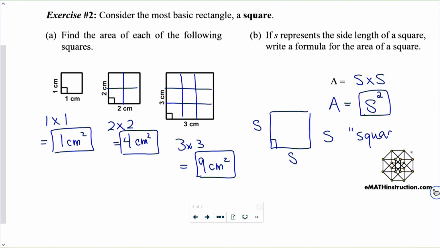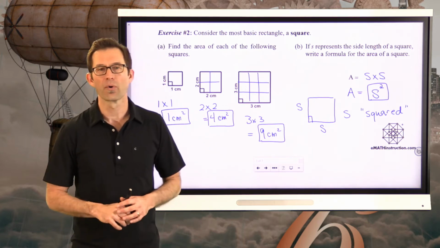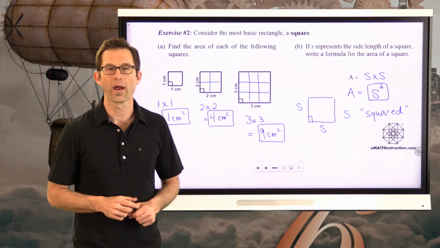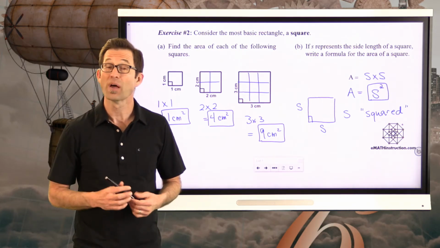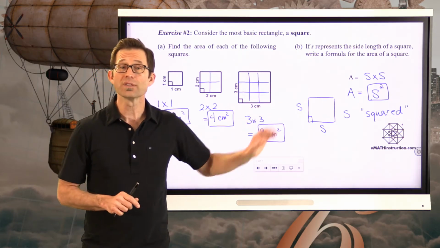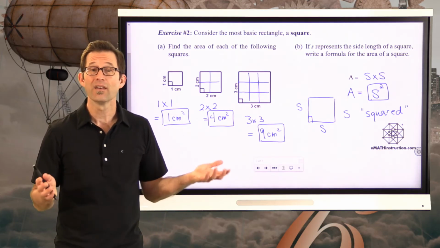squared. The second exponent is called the squared exponent because it's literally as if we are taking a number and finding the area of a square that has that particular number as its side lengths. And it's really cool. Not only does it do this, but it gets into what are known as the perfect squares in numbers.